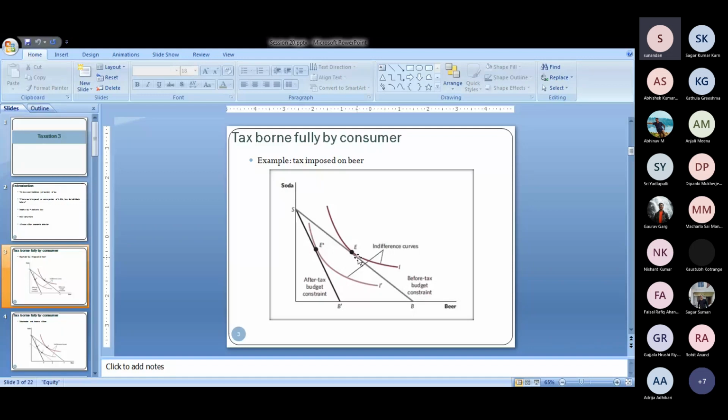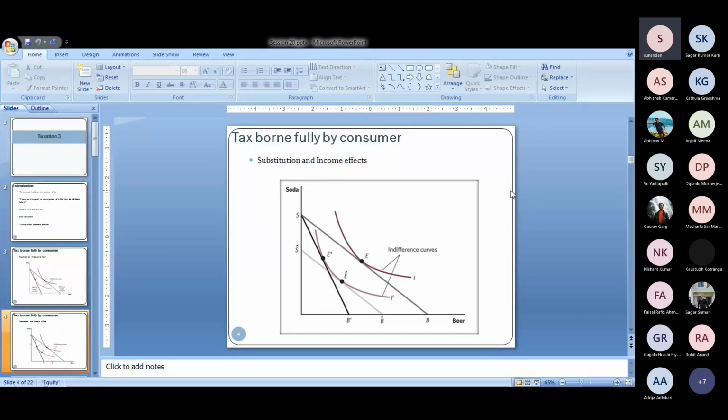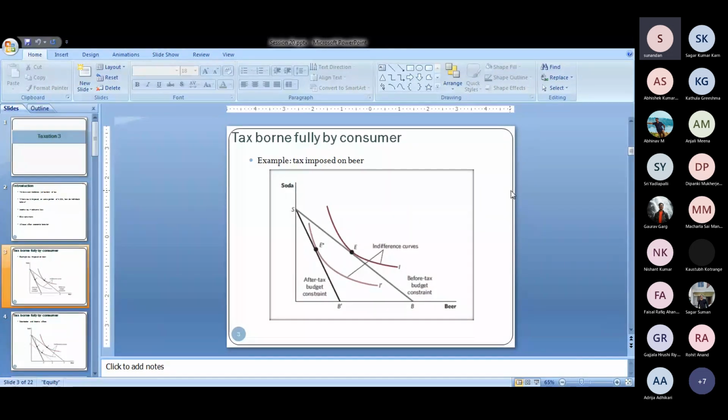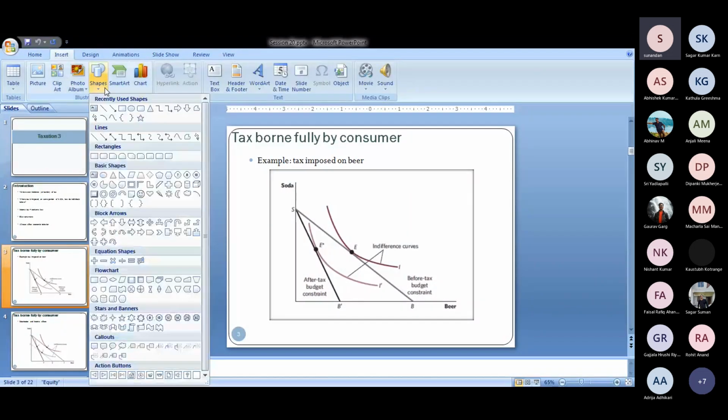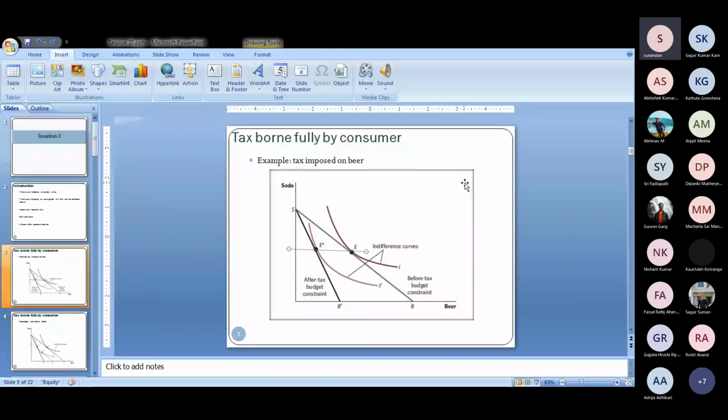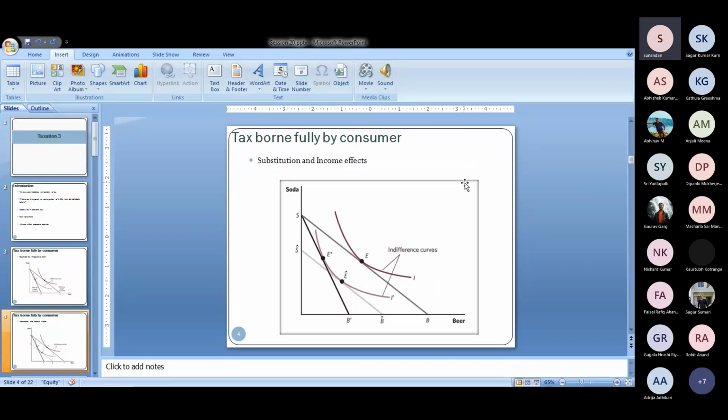Now we need to decompose this into two very simple parts. This was our total impact. This is what we can see, that this person, and as you can see, I do not know whether by choice or just by accident, E and E prime are lying at the same horizontal level, which means consumption of soda has not moved. I think this is by construct for this example. So now, what I can see is that he has reduced beer. What if we need to decompose this total effect into two parts?